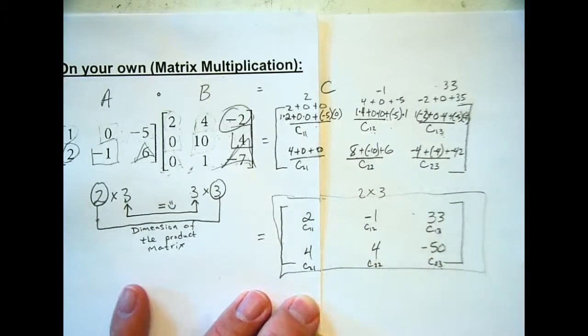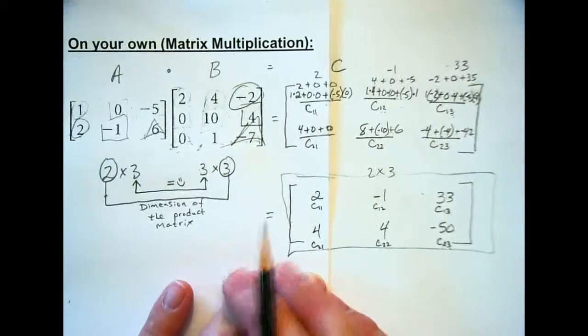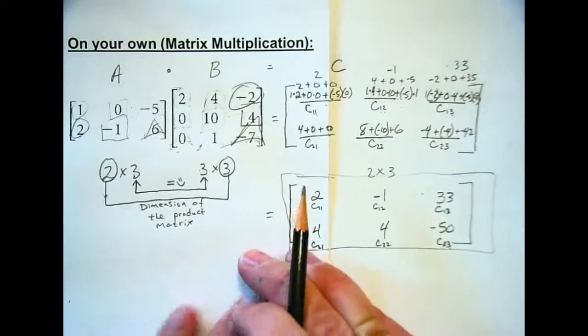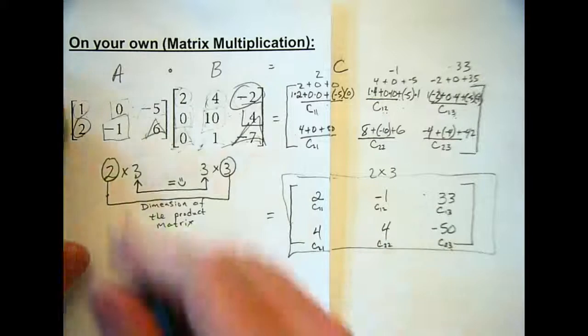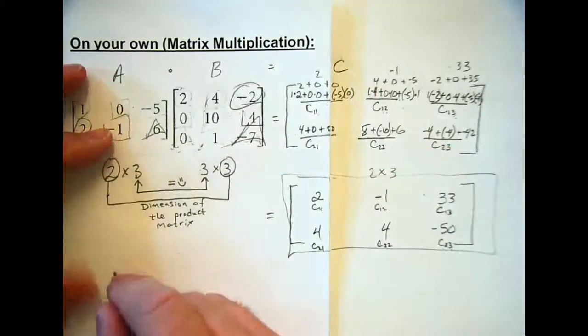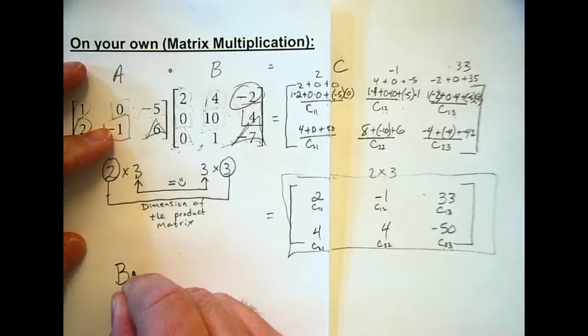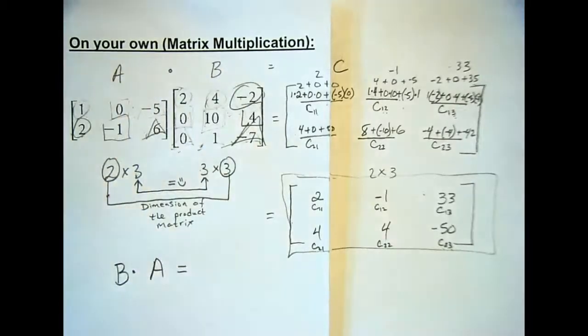Okay, everyone rate yourselves 1 to 5 now. You got it? Okay. Any questions? So here's my question for you now. This was A times B, right? Could I do B times A? Talk to your neighbor, yes or no, and why or why not.